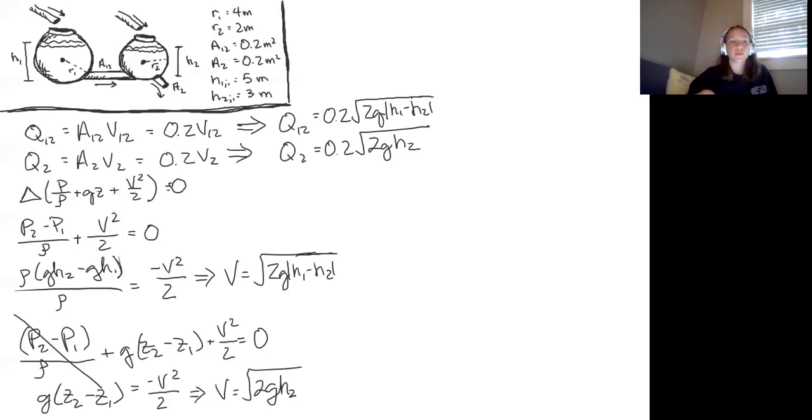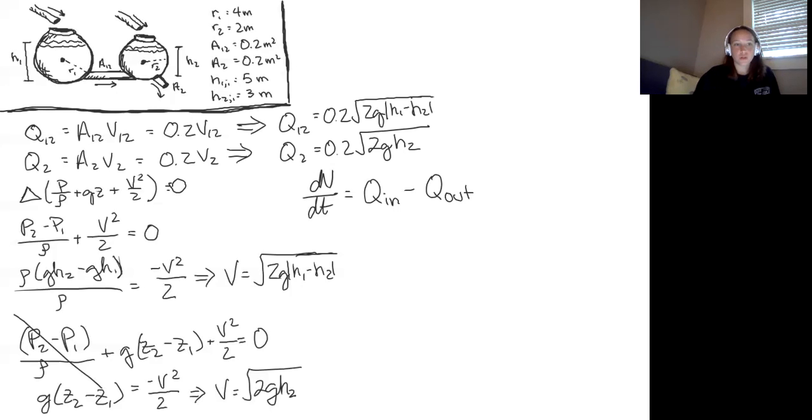Okay, so next we need to derive the differential equations to solve for the time variation of the fluid height in both tanks. So the change in volume with respect to time, which is going to be the flow rate going in minus the flow rate going out. So we can say that dV over dt is equal to the flow rate going in minus the flow rate going out.